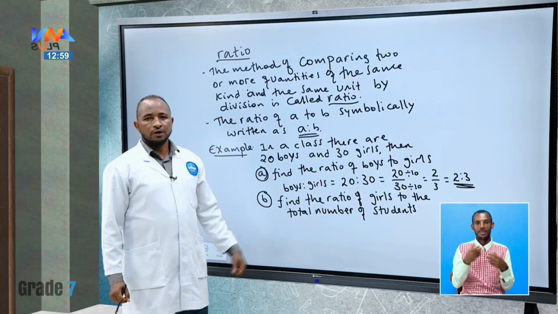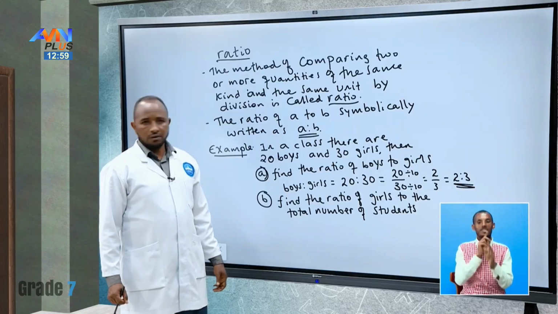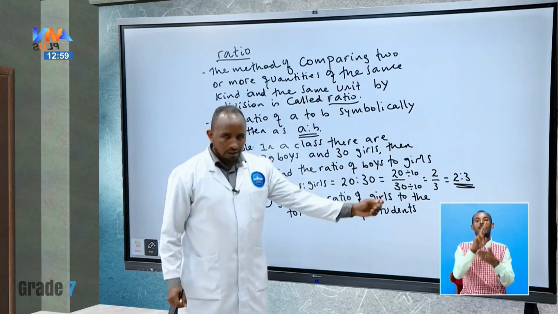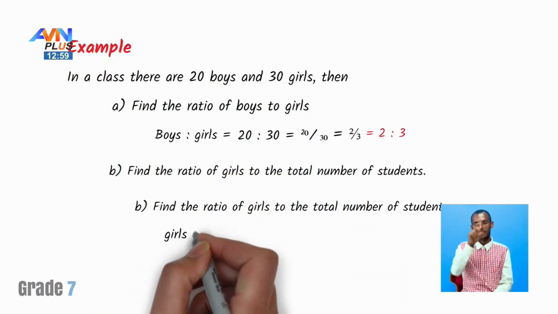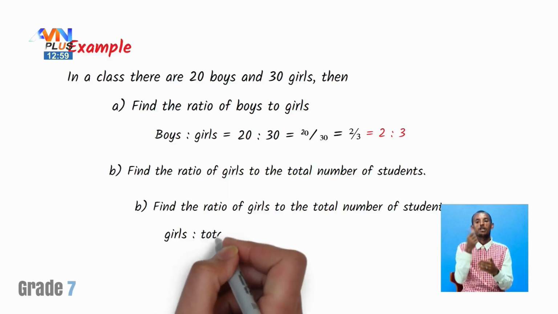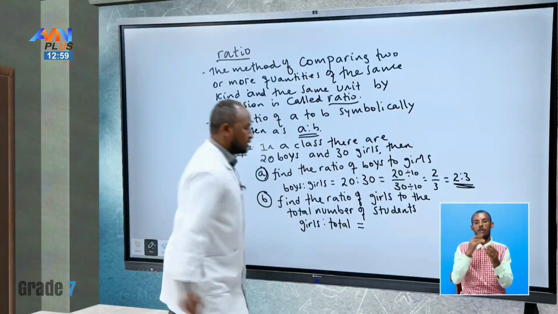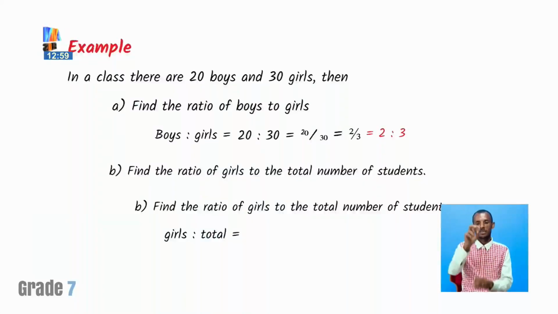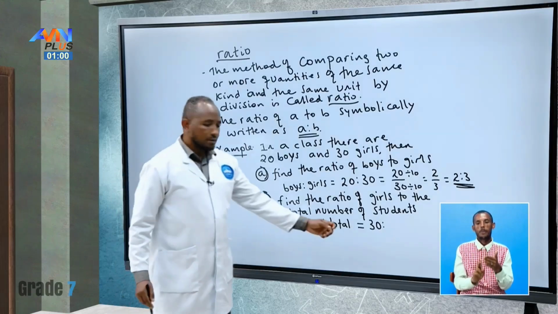Students, have you tried the question? Good. Now, let's see the answer together. The question here is the ratio of girls to the total number of students. So here, this will be equal to the number of girls in the question, which is 30, ratio the total number of students.